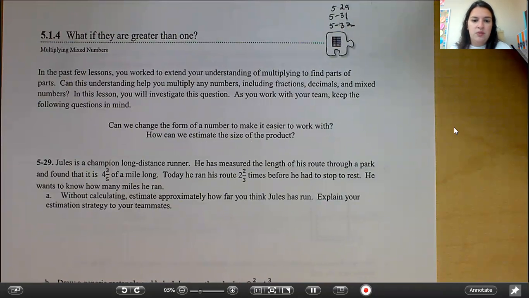Can we change the form of a number to make it easier to work with? How can we estimate the size of the product? 529.